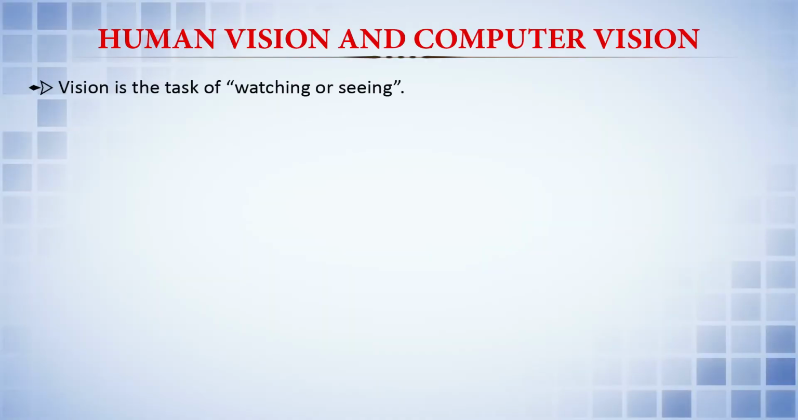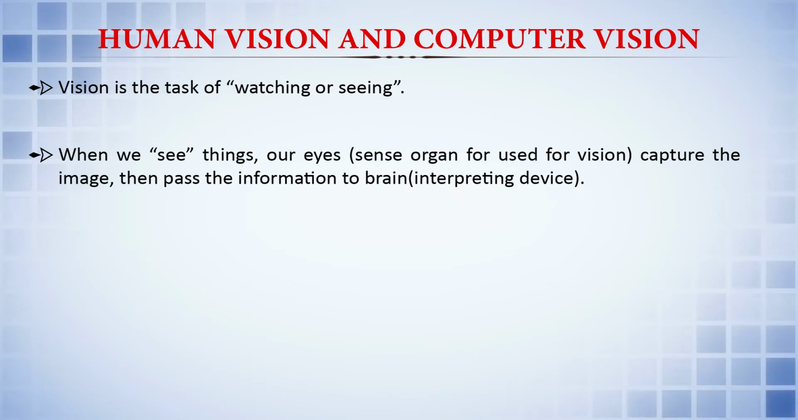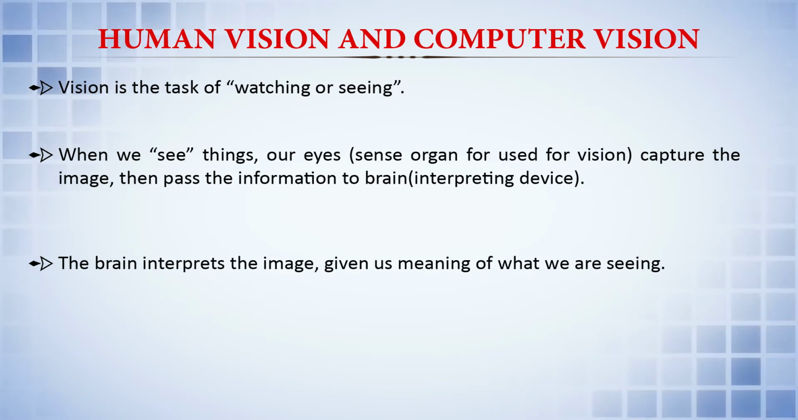So, let us see the difference between human vision and computer vision. Vision is the task of watching or seeing. When we see things, our eyes, the sense organs, capture the image, then pass the information to the brain. That is, the brain is acting here as the interpreting device. The brain interprets the image and gives us the meaning of what we are seeing.